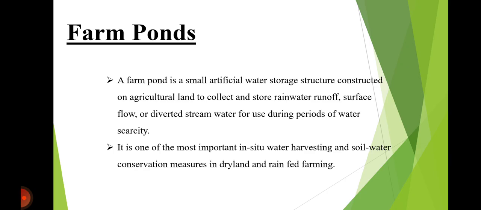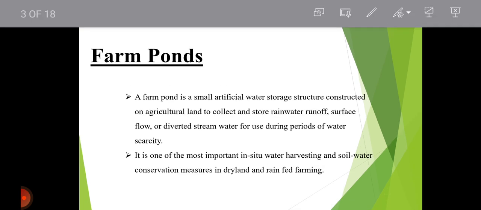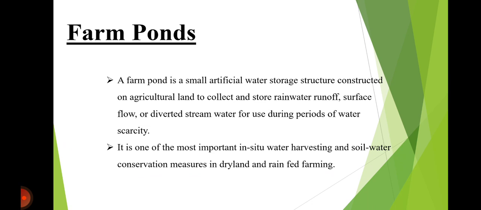Let's move on to the definition of the farm pond. A farm pond is a small man-made water storage structure constructed within or adjacent to agricultural land for collecting and storing surface runoff, rainwater or groundwater with the primary purpose of providing water for irrigation, livestock, aquaculture, domestic farm needs, groundwater recharge, and other agricultural operations during the periods of water scarcity. So, when there is water scarcity, the farm ponds may be used.